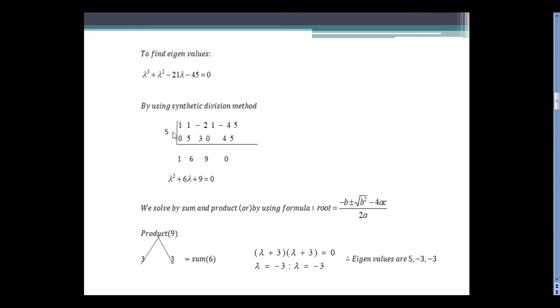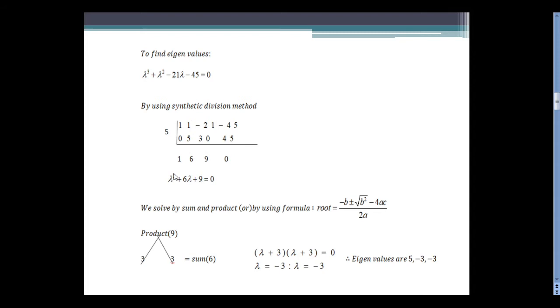Instead of taking 5 we can also take -3. We can do it by -3 also. You will get the same remainder 0. Now this is one of the roots. Now see the remainder values, that is 1, 6, 9, and write the equation. First you write the last term, which is a constant value. Then 6 you write with lambda. Then 1 write with lambda square, equal to 0. This is a quadratic equation. We should find out the remaining two eigenvalues.